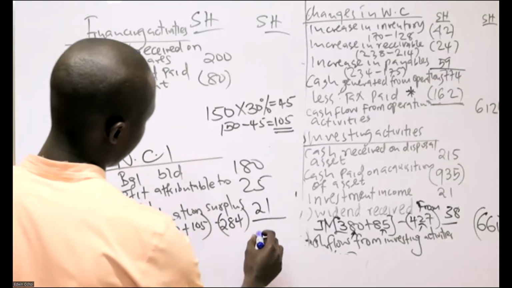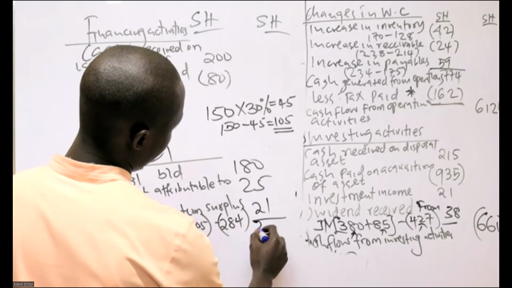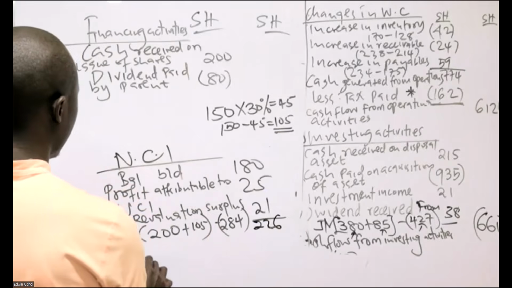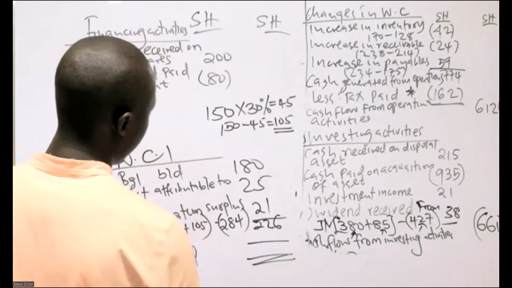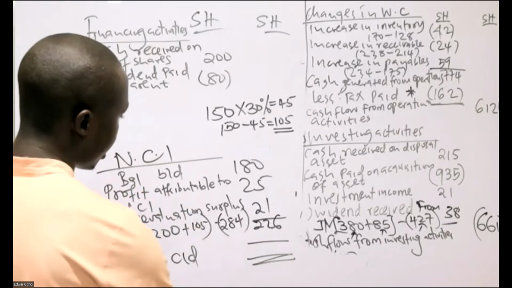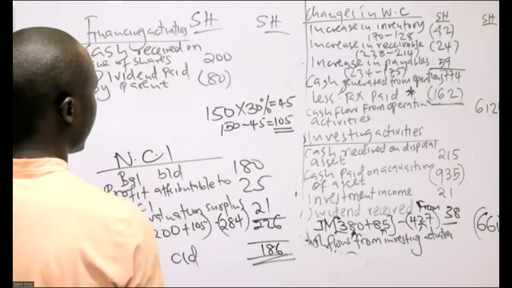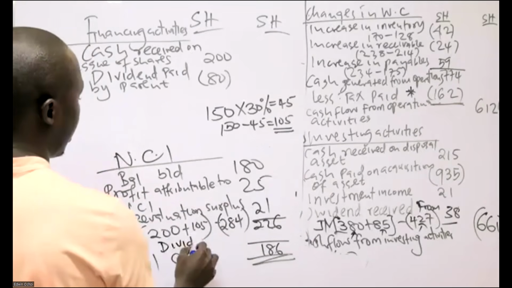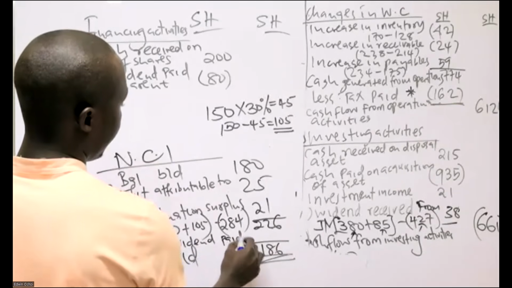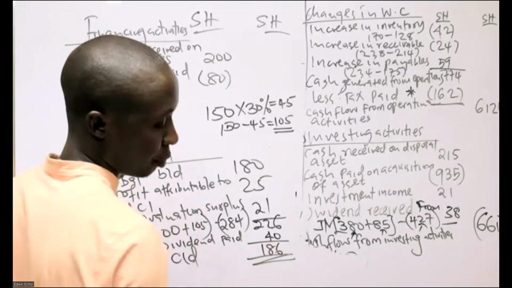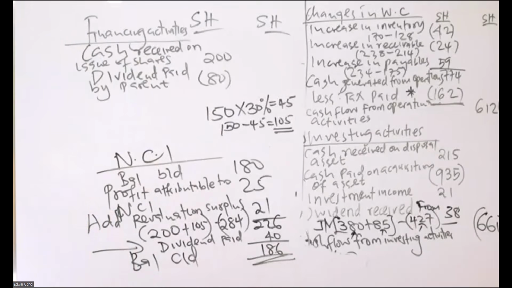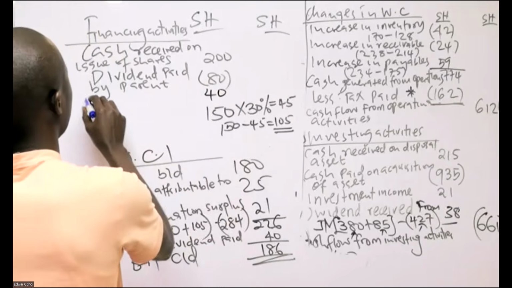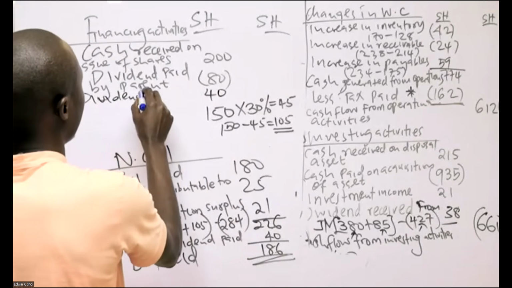226. The balance carried down. So skip one line here. The balance carried down for NCI is 186. So the reduction is the dividend paid. 40. Dividend paid is 40. So that is fine. So dividend paid to NCI.